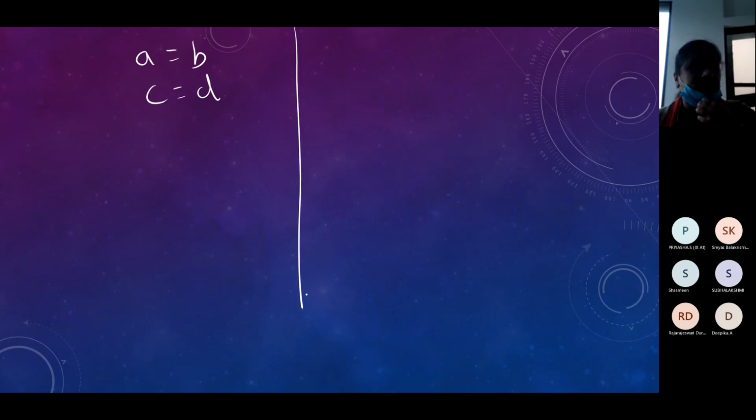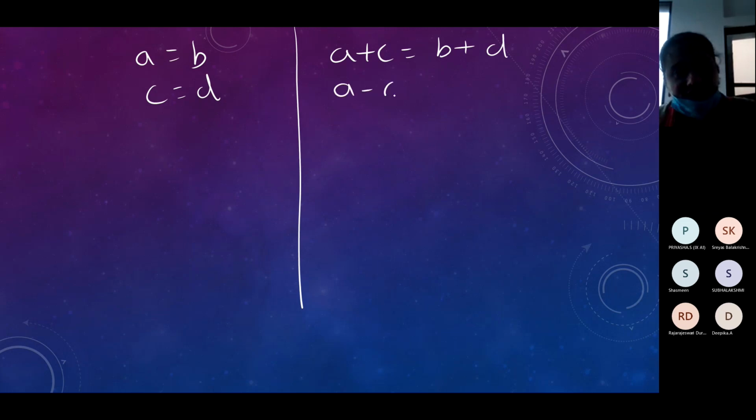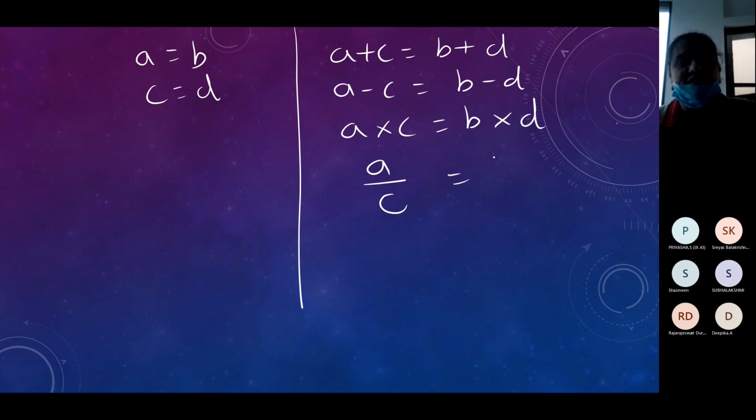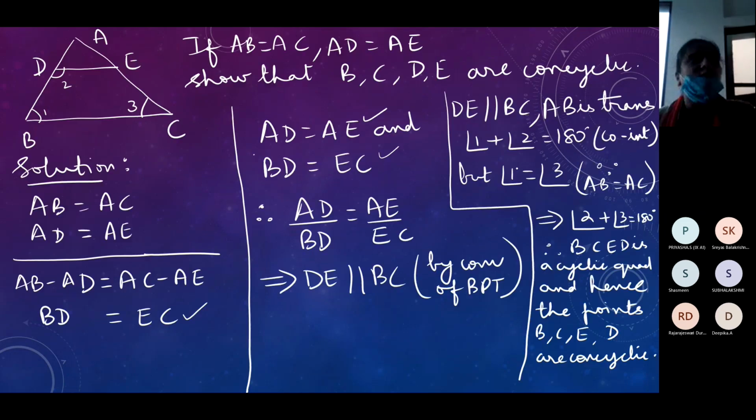See children, when you have A equal to B and C equal to D, there are 4 results which you can write. Listen to this, very important. When you have A is equal to B and C equal to D, A plus C is equal to B plus D. Then A minus C is equal to B minus D. Then A into C is equal to B into D. And also A by C is equal to B by D. You can add the 2 equations, subtract, multiply, and divide the 2 equations. We are doing the quotient.